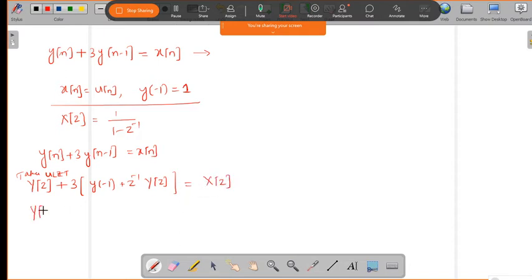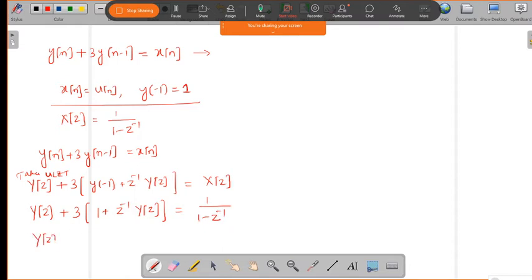So now what you will get, substitute the initial condition and whatever input X(z), so you will get Y(z) plus 3 into [1 plus z inverse into Y(z)], which is equal to 1 over (1 minus z inverse).